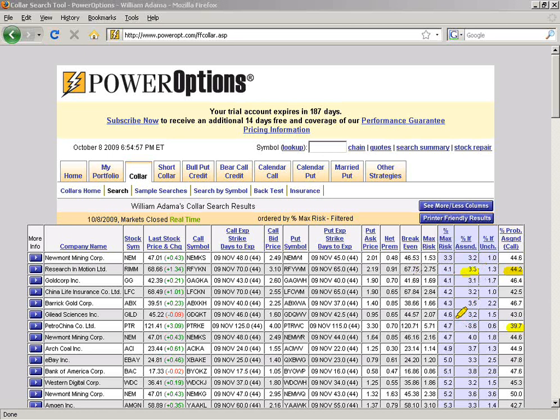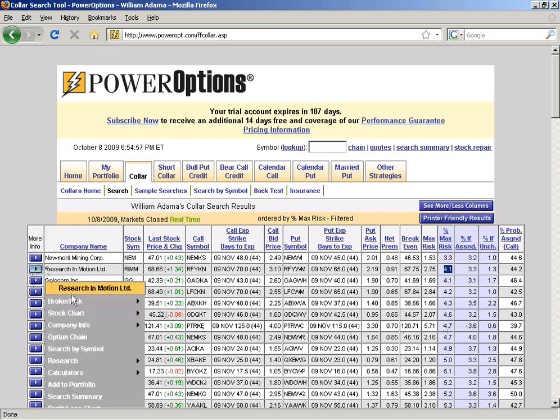True, I only have a 44% probability in this case that the stock's going to be trading above $70 on November expiration. There is, of course, a specific reason why I picked Research in Motion. That reason is Research in Motion is a more volatile stock. Here I can see that we can enter a collar position on Research in Motion where I might make 3.3% if assigned, but I'm only risking 4.1% in the next 44 days.